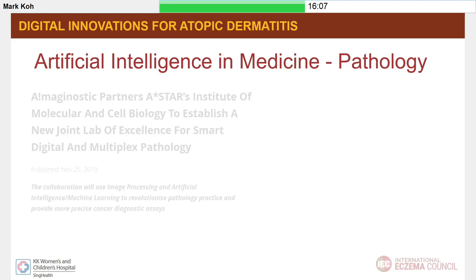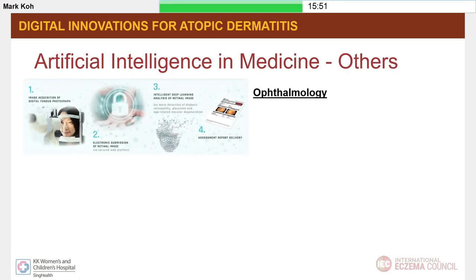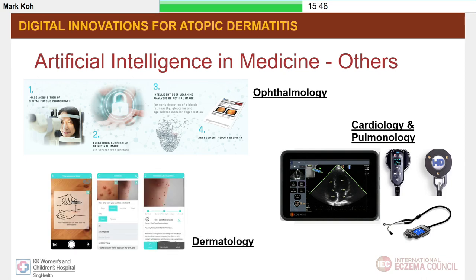So it's basically been used for a lot of things, radiology, pathology. And I always say the three specialties that will go out of business first: first, radiologist, second, pathologist, I'm a dermatopathologist, third, dermatologist, so we're third in line. Hopefully in 5 years' time, I can retire because of AI. Yeah, so we've seen it with ophthalmology as well, cardiology and pulmonology.